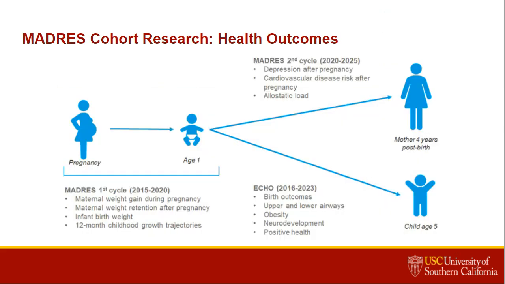In the first 5 years of our center's work, we focused on understanding the role of environmental exposures and stress during pregnancy and maternal and child health outcomes related to obesity and weight gain and weight retention through the first year after birth. We have expanded the study now, and we are following both mothers and children through 5 years after birth, and we are investigating the role of these exposures on a variety of health outcomes in both mother and child.